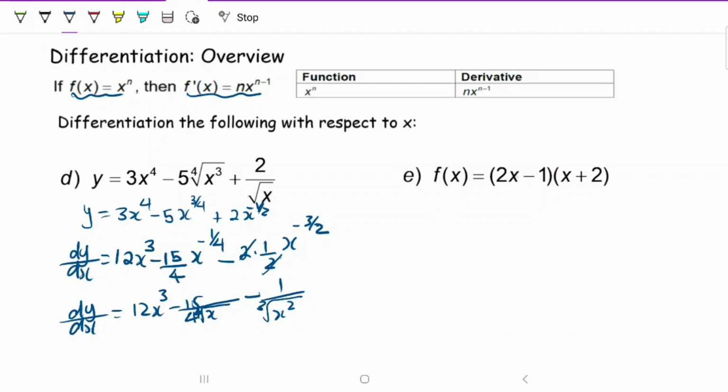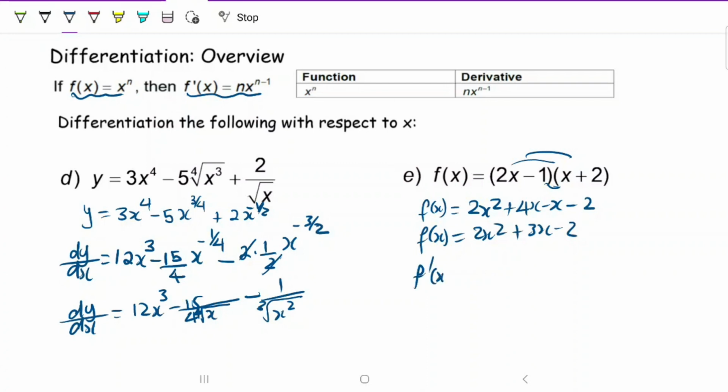If you then have an expression like we do have in E here, you cannot take the derivative just yet. What we will do is expand everything out first. So we will multiply everything in. This gives us 2x squared plus 4x minus x minus 2, still f of x. This is 2x squared plus 3x minus 2, and only then can we take our derivative. So the derivative becomes 4x plus 3, and that is our derivative.